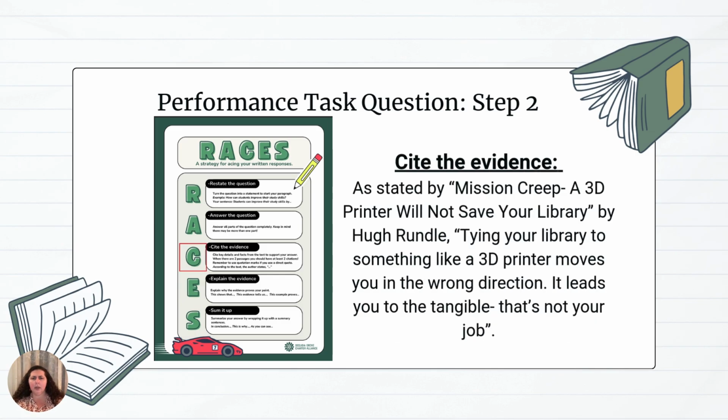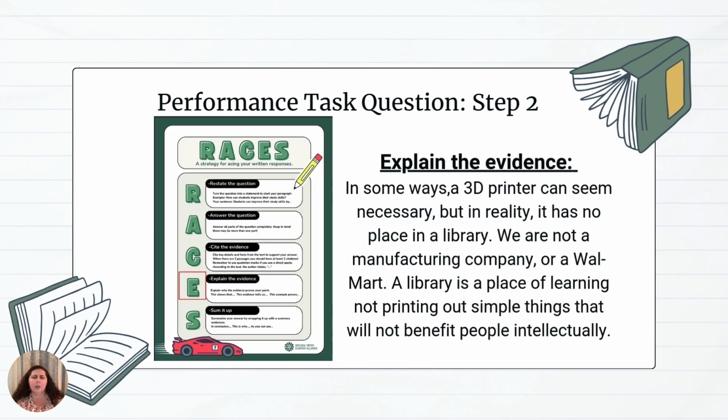Just as a student did, they had the quote here, tying your library to something like a printer would lead us in the wrong direction. They didn't just put the quote, they went further to explain it. So I would teach my students that whenever you have a quote, for every quote or a piece of evidence, try to have 2 sentences of elaboration or explaining it. Even though it might seem crystal clear to you that, no way, you don't want a 3D printer in the library, but the person reading your essay doesn't know that. So you do need to elaborate.